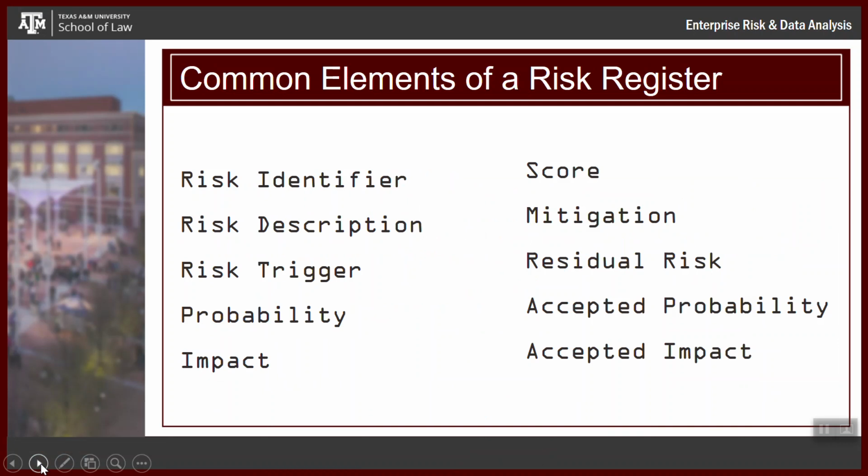Again, I keep going back to cybersecurity: you'll find the National Vulnerability Database lists all these vulnerabilities, and they identify them by number. Then they give them a description. What could trigger that risk? What's the probability? And again, remember, this is a probability. It's where we're kind of mushy on this.